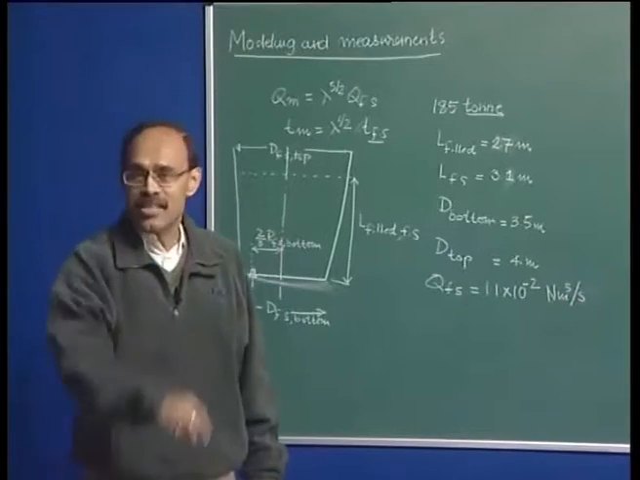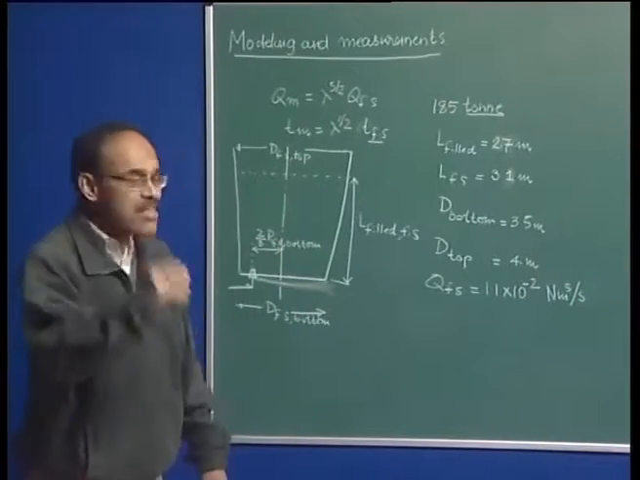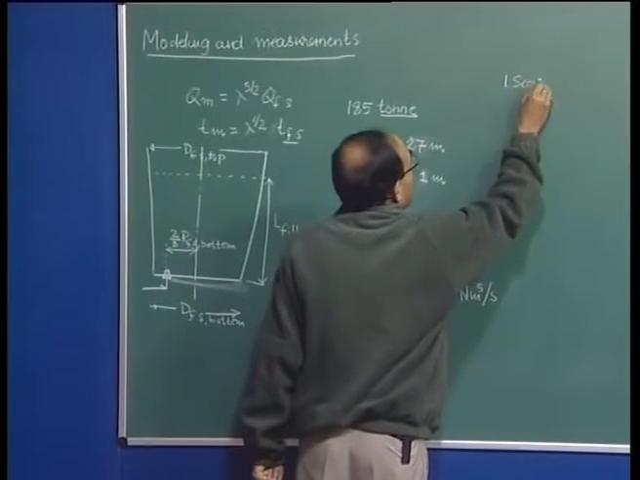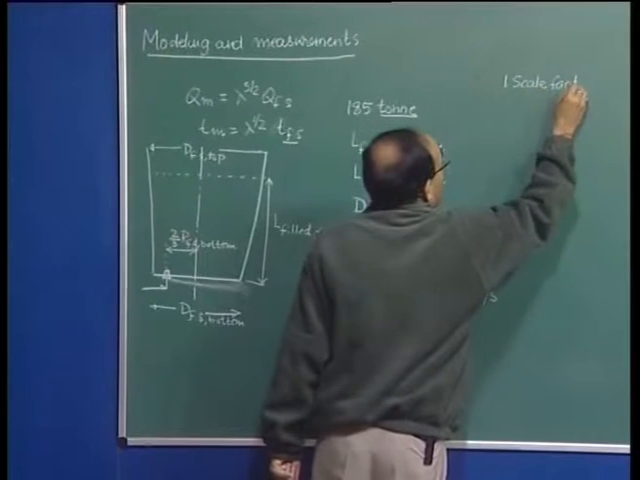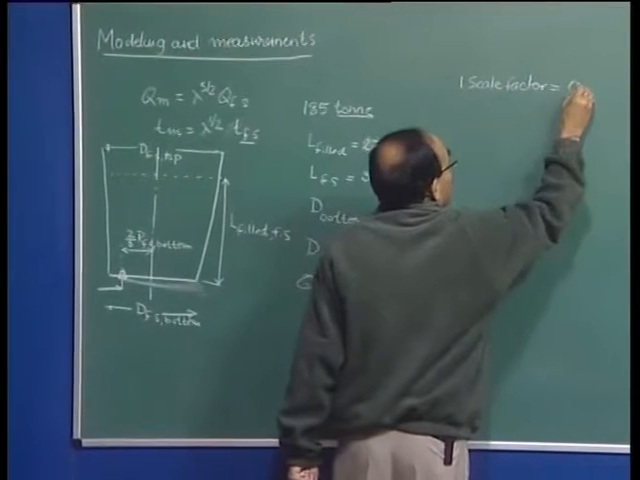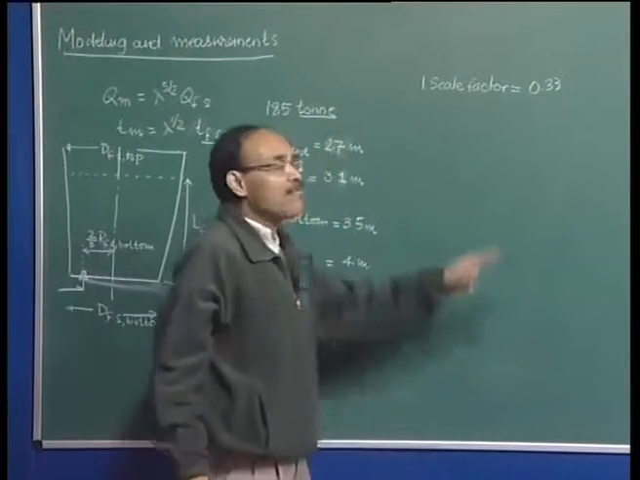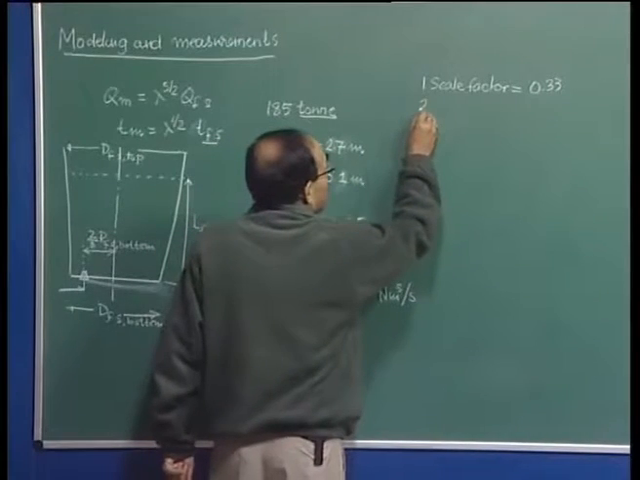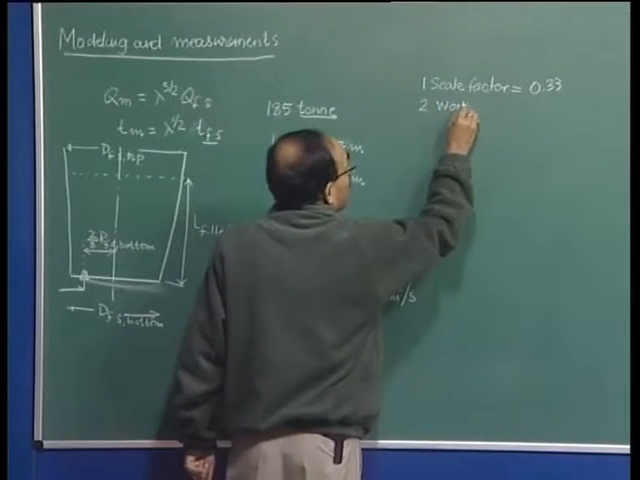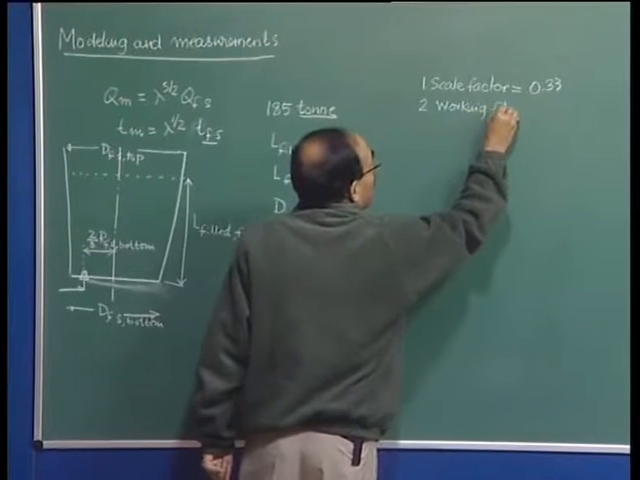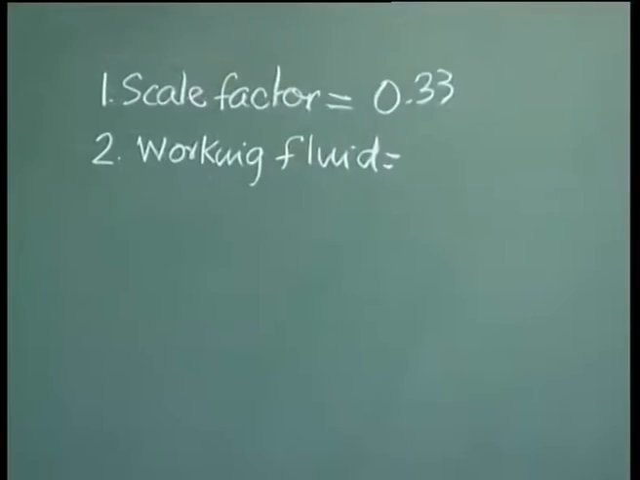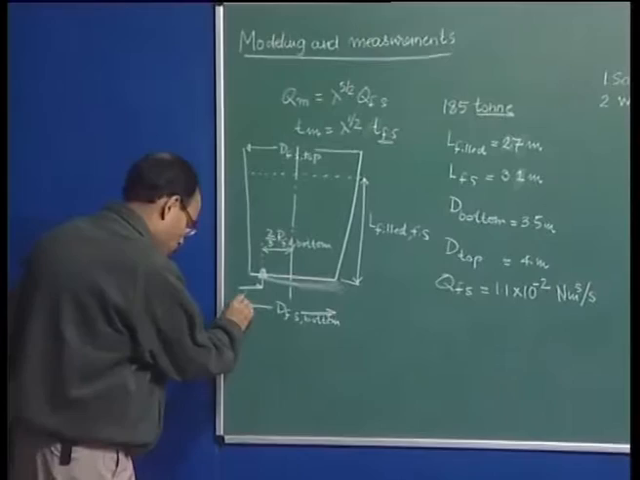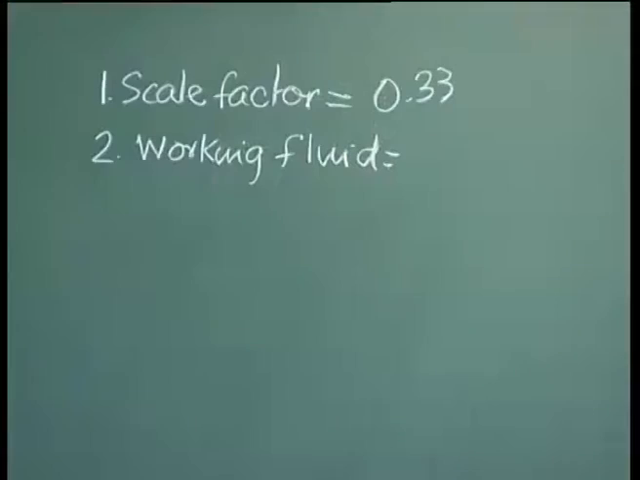I am going to make two decisions before I go into modeling. The first decision being decision 1, which is scale factor, and let me say that I chose a scale factor, which is a very common value. This is a fairly representative value of the scale factor that researchers use in laboratories. And number 2, I make a decision about the working fluid. While the steel system has molten steel and argon, I consider an air water system.